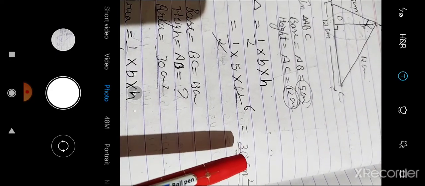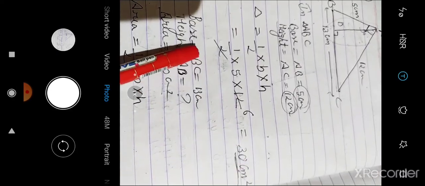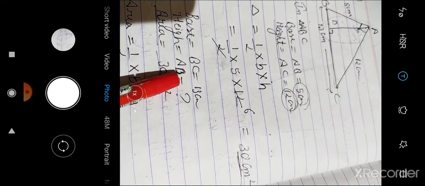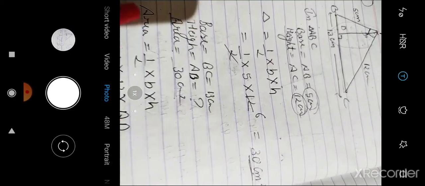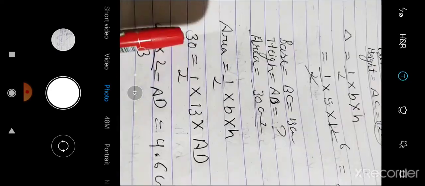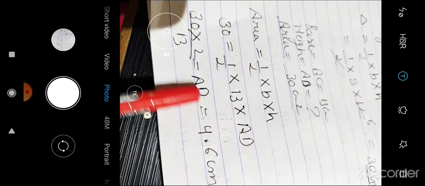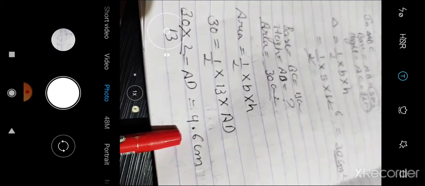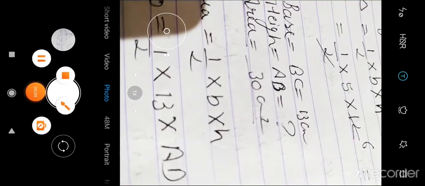Again we are going to calculate area of the same triangle, but this time base is equal to 13 centimeter and height is equal to AD. So area is equal to 30 centimeter square. So area of triangle is equal to half multiplied by base multiplied by height, and 30 is equal to half multiplied by 13 multiplied by AD. After solving this, we have 4.6 centimeter, and it is the solution of the 7th question. Now moving to the next question.